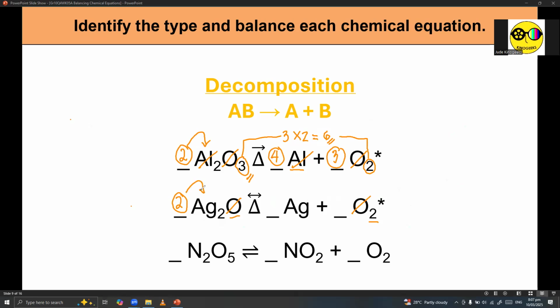So, you have 2 times 2, 4 silver atoms on the left, and you only have 1 on the right. So I have to multiply Ag by 4. And because at this point, silver is already balanced, therefore write 1 as the coefficient of O2.